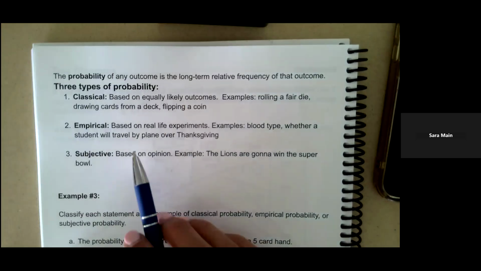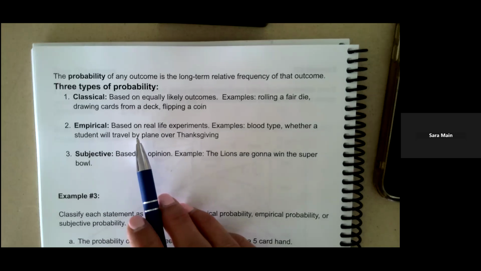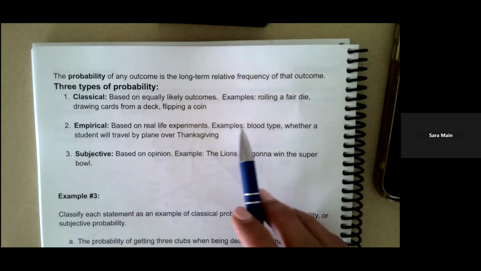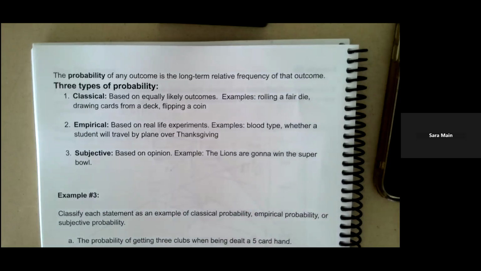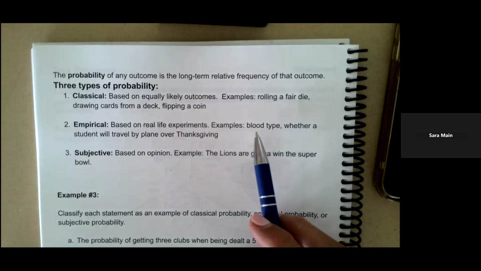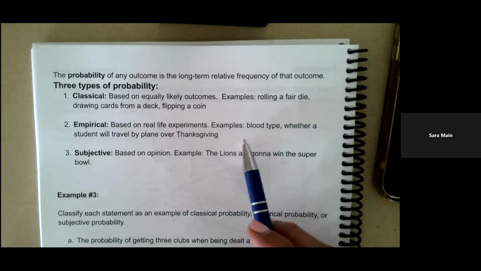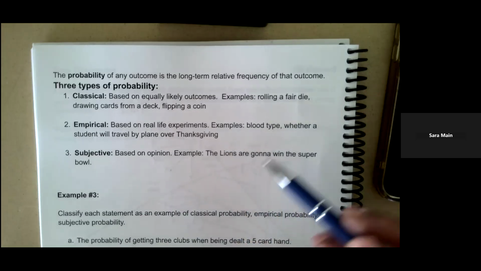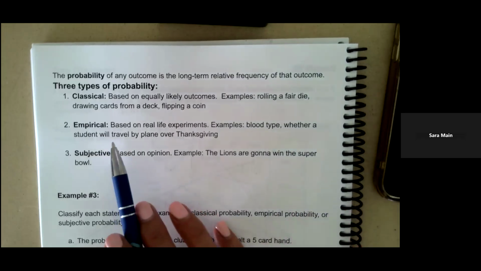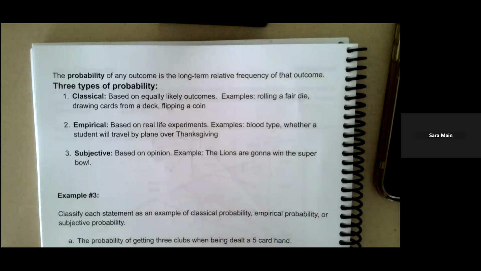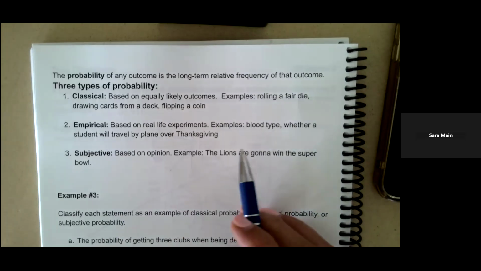Empirical probability is based on real life experiments, collecting data, such as collecting blood type on people. That's how they came up with likelihoods of different blood types. Now, you'll see that I think type A blood is the most common type of blood. That's based on real life data they've collected over years and years and years. Whether somebody's traveling by plane or over Thanksgiving, that's again collecting empirical data.